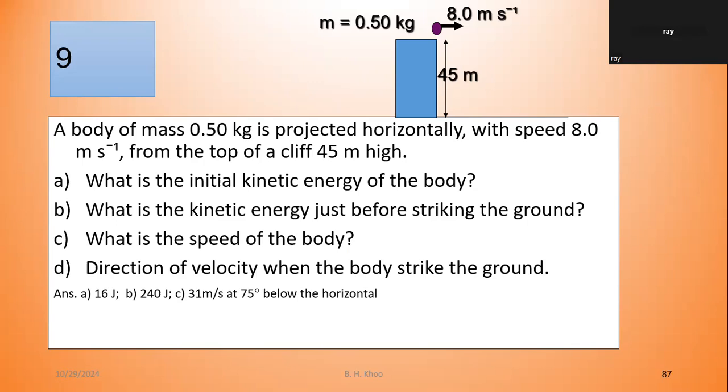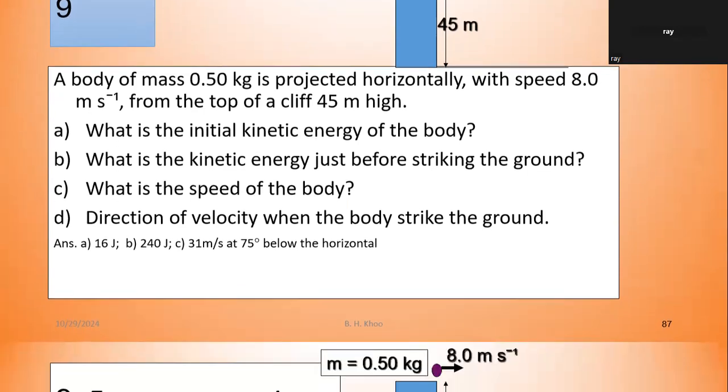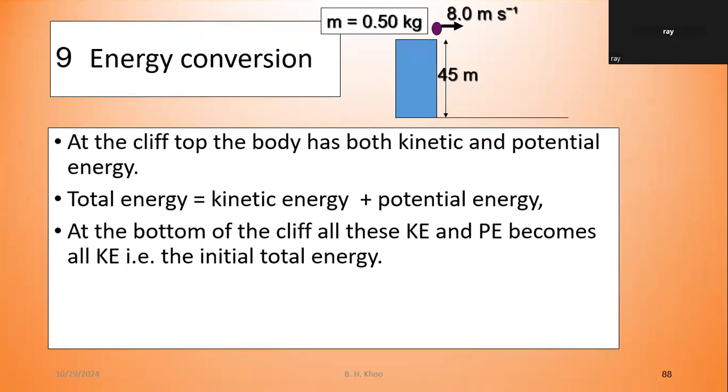Is this a trick question? No, no trick. Question A is 0, is it? Usually Cambridge is very good. They ask you to calculate simple things, things you are able to calculate, then they make it more and more difficult. They structure the question that way, so there's no trick there. You should be able to calculate. It's 16 joules. You should be able to calculate the initial kinetic energy.